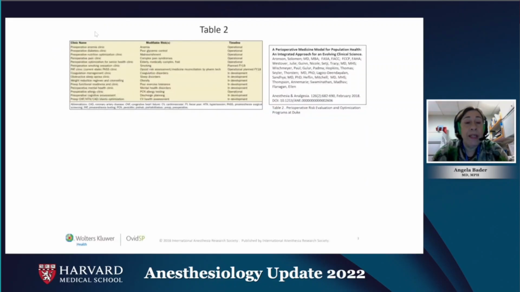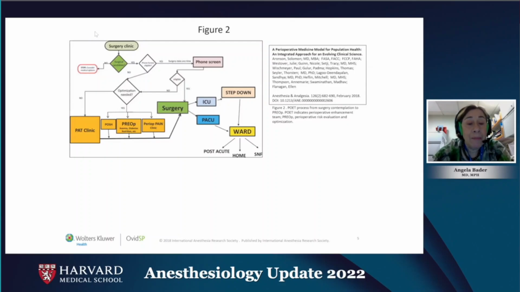And what they did was they defined all the possible things, the comorbidities that could be optimized preoperatively, and operational protocols. For example, they have preoperative anemia protocols, preoperative diabetes protocols, etc. And they are increasing the number of protocols so that more and more of them will become operational.